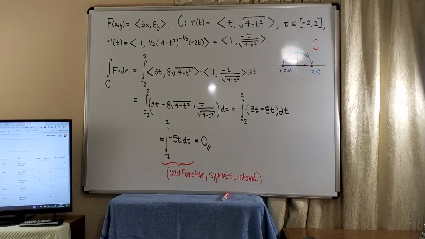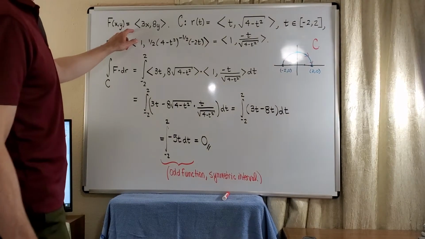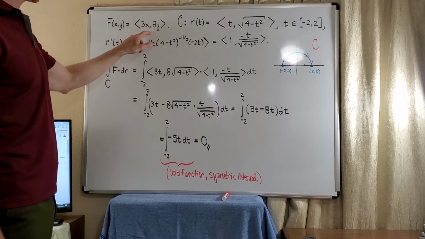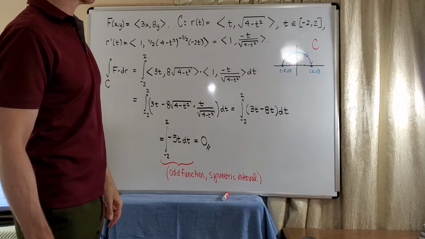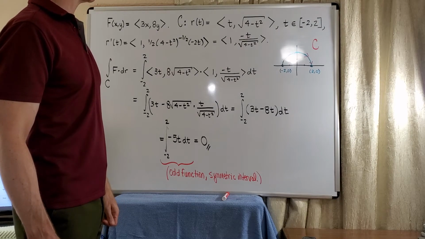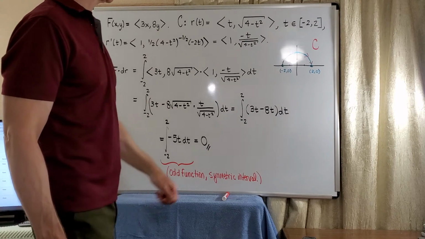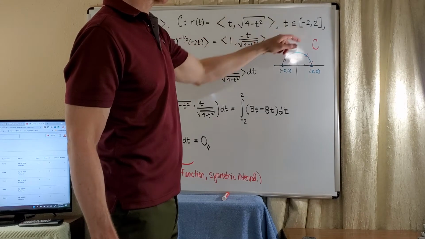Let's look at another line integral. Here we have a vector field f, 3x comma 8y, and we have the curve c represented by the vector function t comma square root of 4 minus t squared, and the parameter domain is -2 to 2.